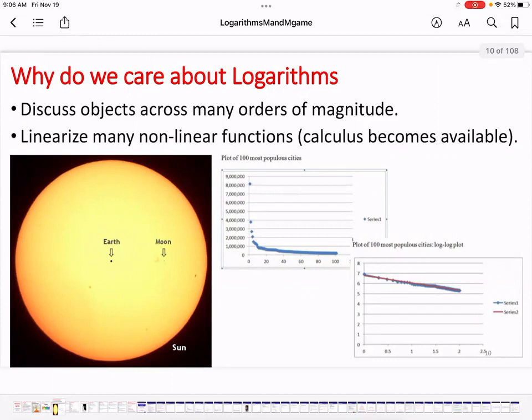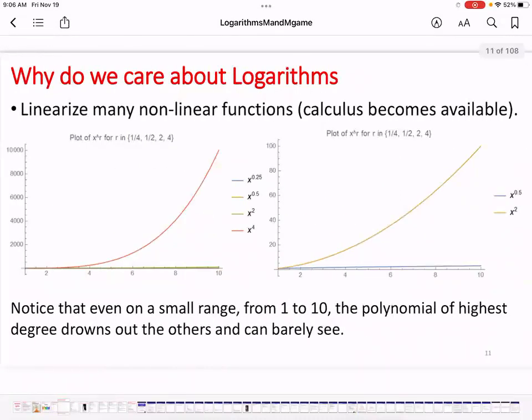We talked about how these allow us to discuss things across many orders of magnitude. What I want to focus on now is if I take this plot of the 100 most populous cities and do a log-log plot of it, it now looks like a straight line. One of the big ideas in calculus is you reduce any complicated function locally to a straight line. This is Taylor series. By doing a log-log change of variable, we can often convert nonlinear relationships to linear relationships. Did anybody talk to you about this when you were learning logarithms, as to why we care so much? Okay. So again, they linearize many nonlinear functions.